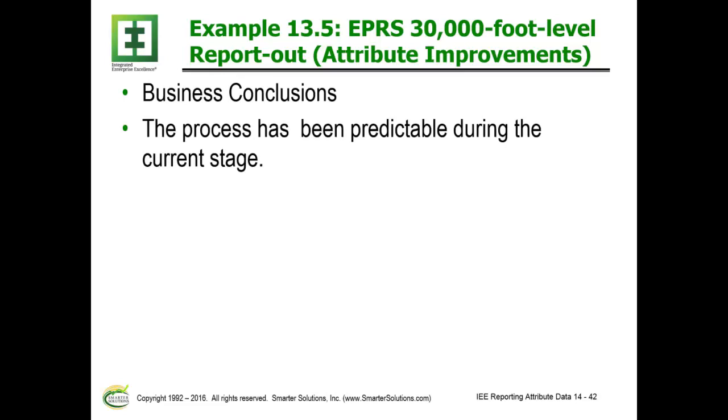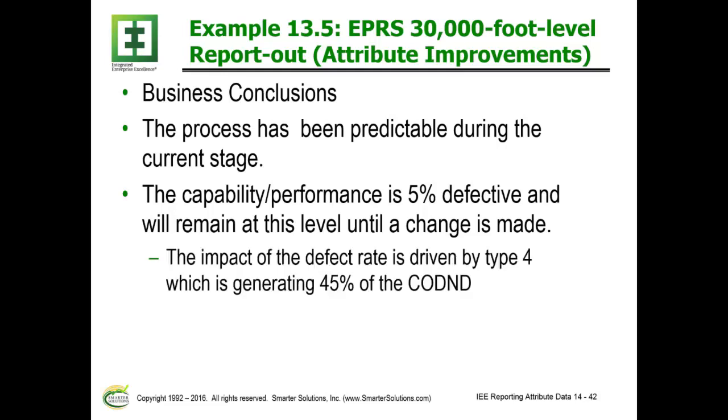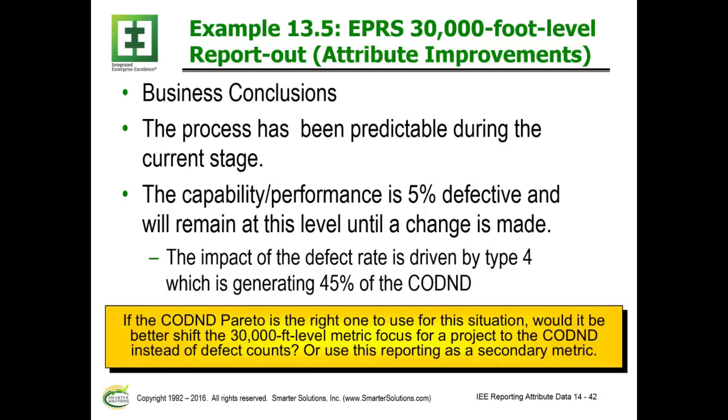So, basic conclusion: the process has been predictable during the current state. Capability is about 5%. It's going to make that level. We expect to be at that level until a change has been made. The impact of the defect rate is driven by type 4, which is generally 45% of the cost of doing nothing differently. So again, this is going to remain at this level until we do something different.